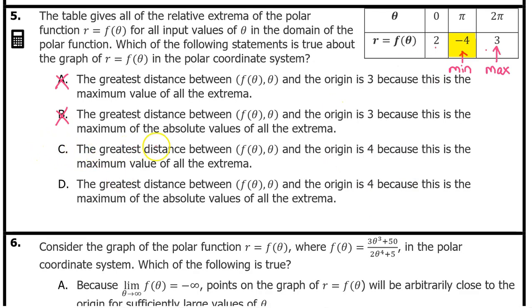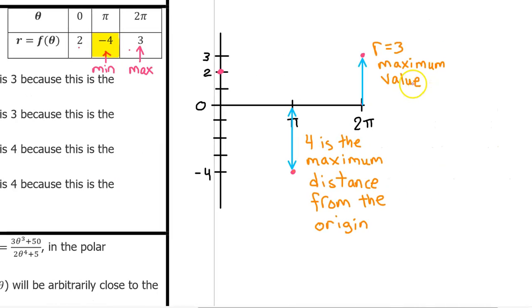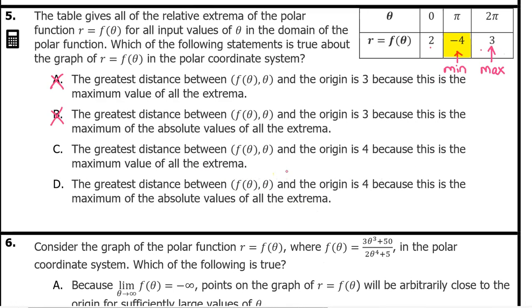Option C says the greatest distance between a point and the origin is 4 because this is the maximum value of all extrema. No, the maximum value of all extrema was 3. This point that is the maximum distance from the origin has a value of negative 4. It is not the maximum value, it's just the maximum distance. So the answer is not C. So it must be D.